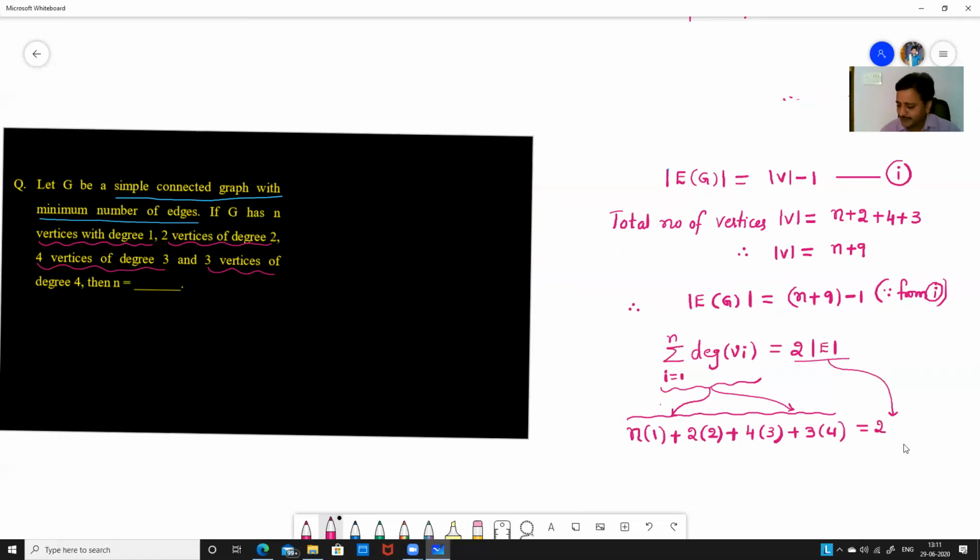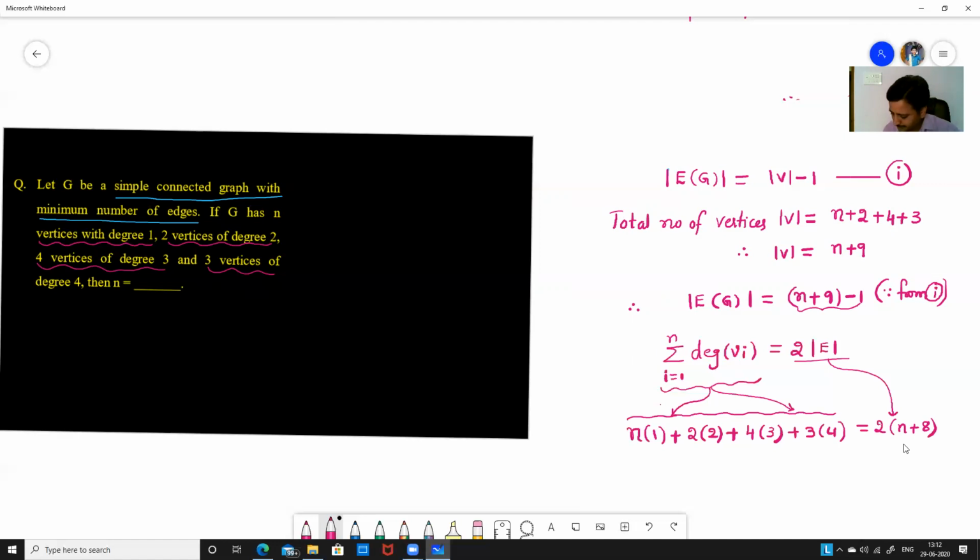But what is the number of edges here? The number of edges we already discussed, that is n plus 9 minus 1, which means obviously it is n plus 8. From this equation, the number of edges in the graph is n plus 8. Therefore, I can substitute n plus 8 here. Now they're asking what is the value of n.